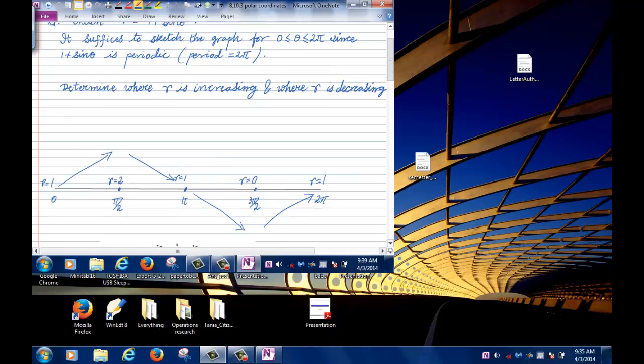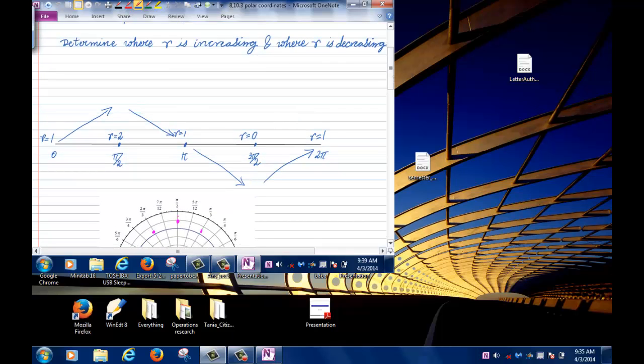So remember what we did, we made this picture where we said at theta equals 0, r is 1, theta equals pi over 2, r is 2, theta equals pi, r is 1, theta equals 3 pi over 2, r is 0, theta equals 2 pi, r is 1 again, right? You guys remember that? How did I find those values? Well, what is r? r is 1 plus sine theta. So what is the value of r at pi? Well, the value of r at pi is 1 plus sine of pi, and sine of pi is 0, so 1 plus 0 is 1. So that's how I'm getting r equals 1.